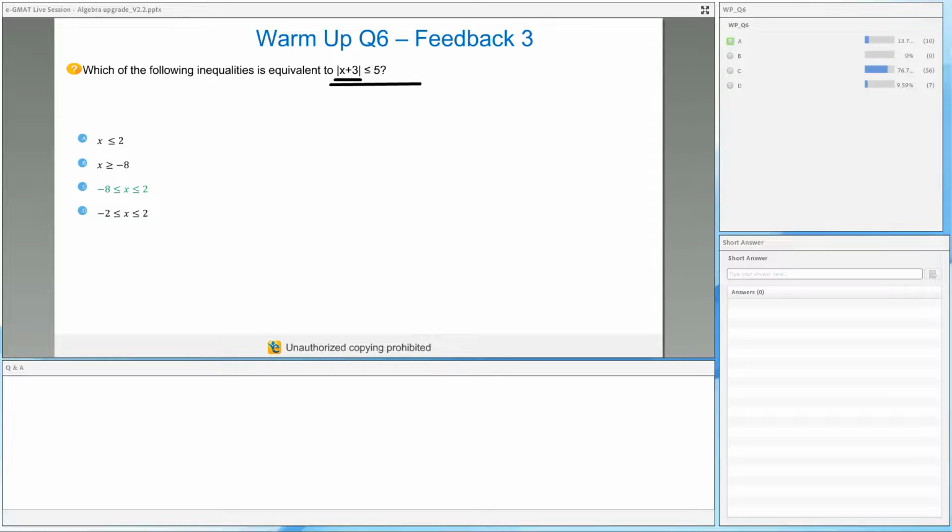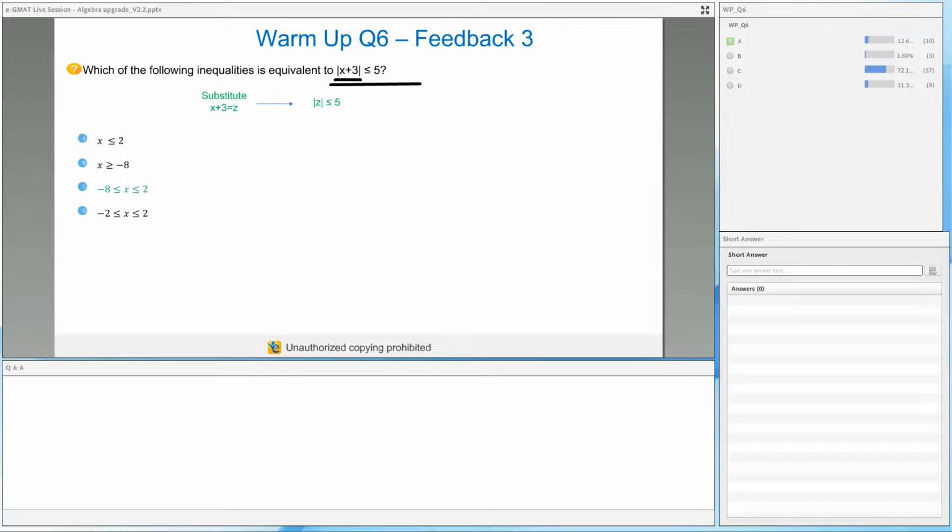When is mod of x plus 3 less than or equal to 5? Now, there are two ways again to solve this. I'm going to first of all explain the most basic one. To solve this question, you can simply substitute x plus 3 by z and write the expression as mod of z is less than or equal to 5. The value of z should be less than or equal to 5. Now tell me, what are the possible values of z?